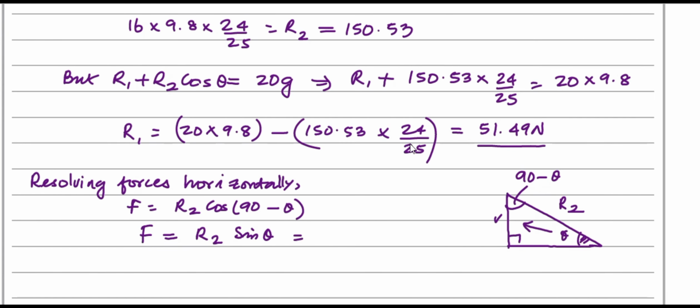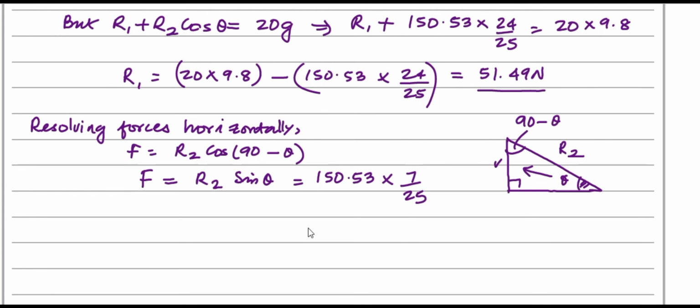That is equal to, what was R2? 150.53 times sin theta, which was 7 over 25. Putting that into the calculator, we get 42.15 newtons. Right. Now, let's proceed to find the magnitude of the resultant force. So this frictional force is 42.15. This R1 is equal to 51.49.